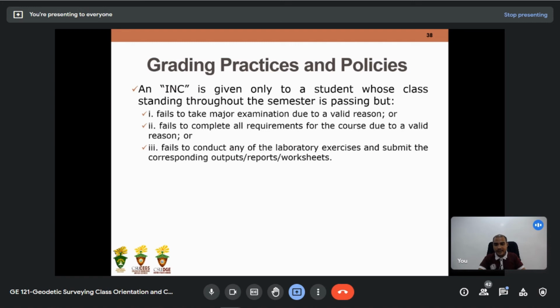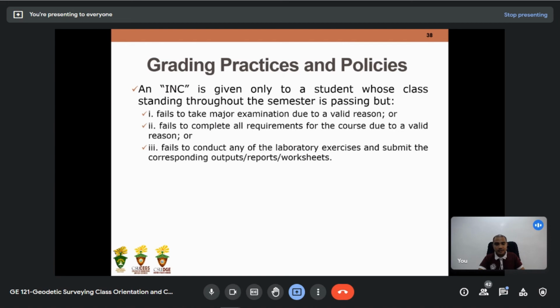Another one is fails to complete all requirements in this course due to a valid reason. Example, laboratory exercises. Wala siya ka laboratory exercise number 3 kay nasakit siya. So pwede na siya. Ma-INC lang siya para for the sake na makapasa si instructor of grade. So next is fails to conduct any laboratory exercises and submit all the corresponding outputs, reports, and worksheets. So, dili na ng INC, no? Dili pwede ihatag ang INC tungod kay wala mo kaabot og 60%.